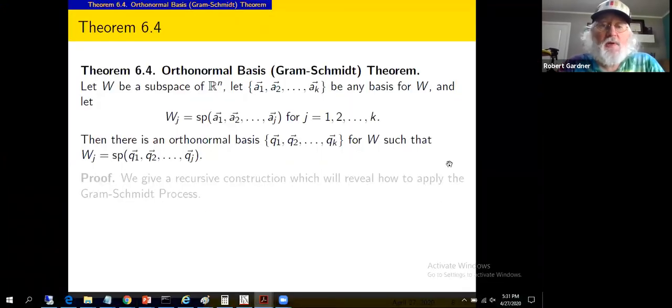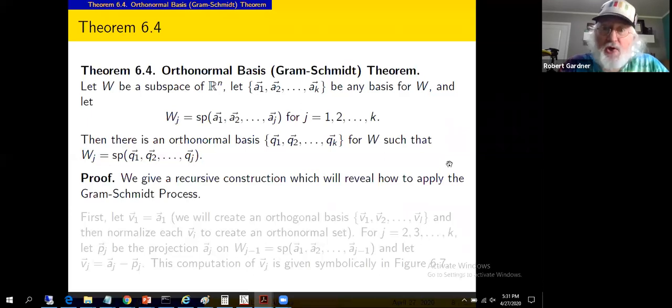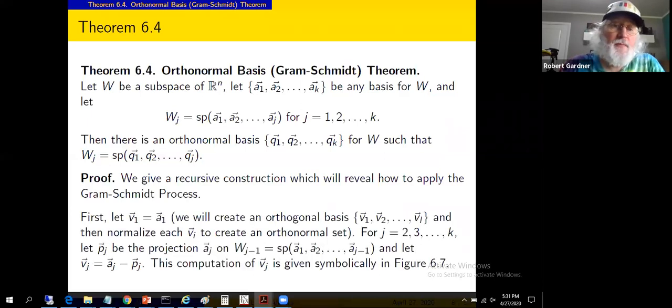Okay, so it's recursive. And what we'll do is start out by choosing vector v sub 1 to be vector a sub 1. These subscripted v vectors are going to form an orthogonal basis, so we're just using those in passing. So v sub 1 is defined to be the first vector in that basis for W.